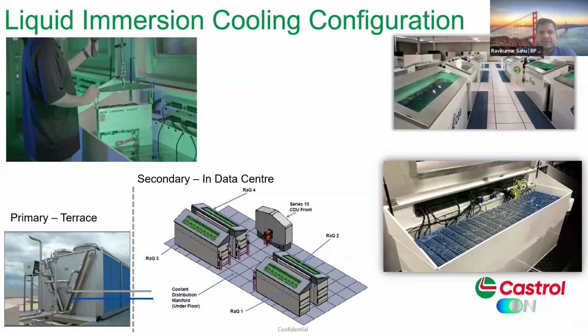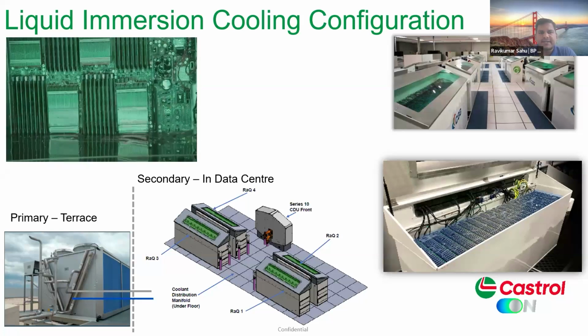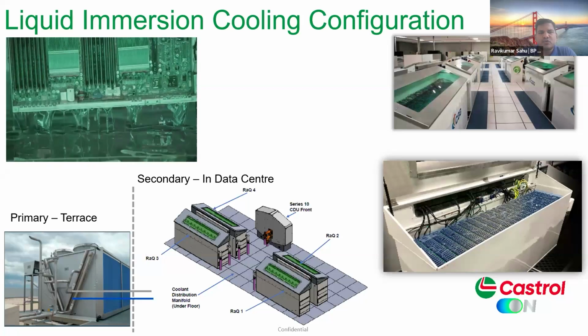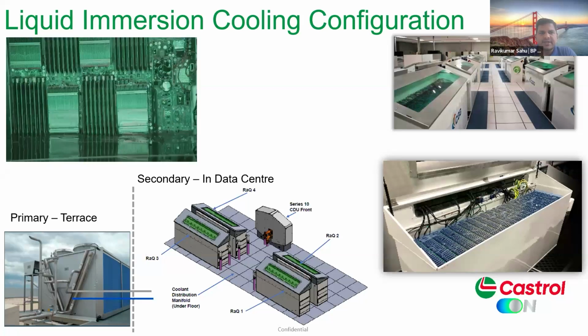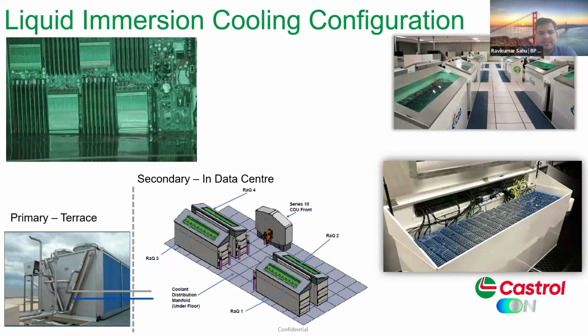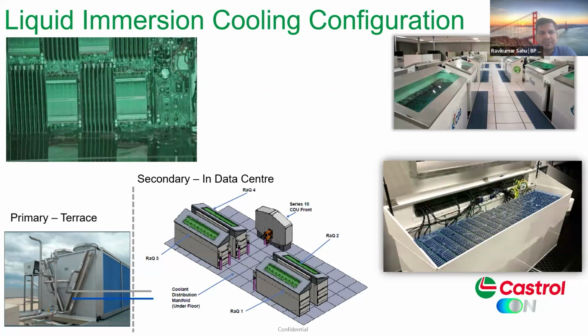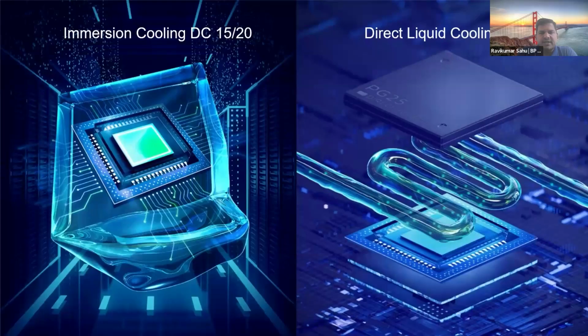The second type is immersion cooling, where your entire server is dipped into an oil-based coolant. It has no air part, because it has to be completely dipped into the solution, which is an oil-type solution. So immersion cooling uses an oil-based coolant, and direct to chip uses a water-based coolant. This is the basic difference.